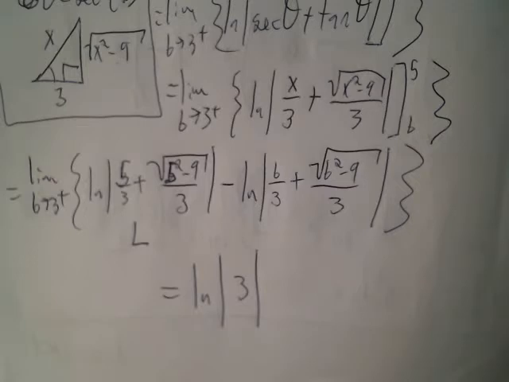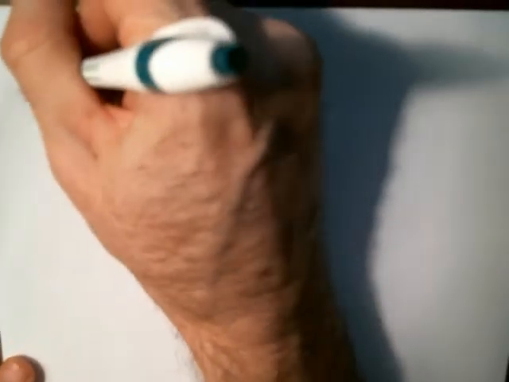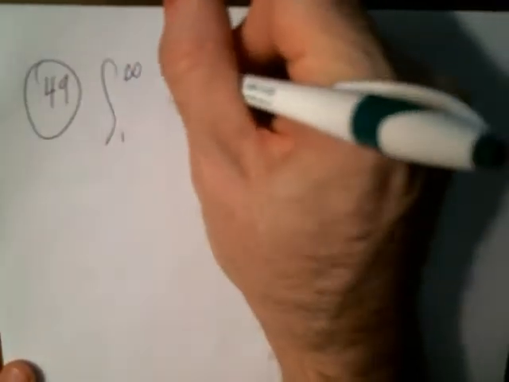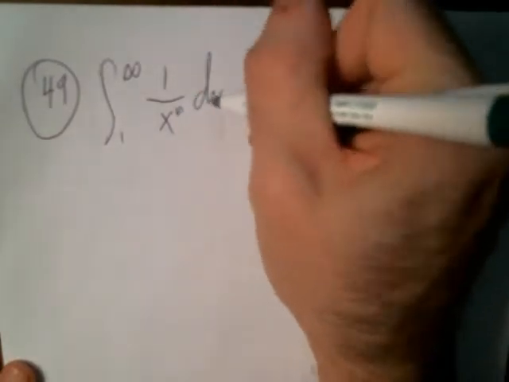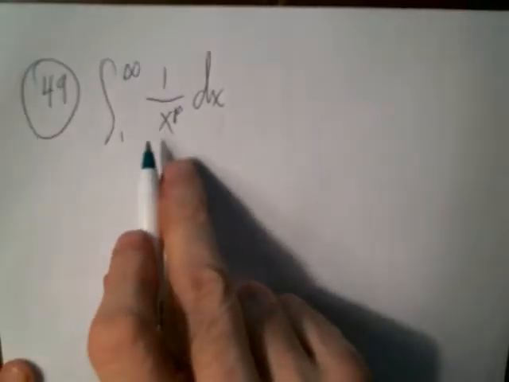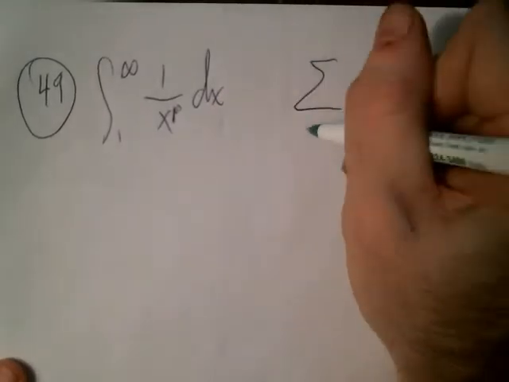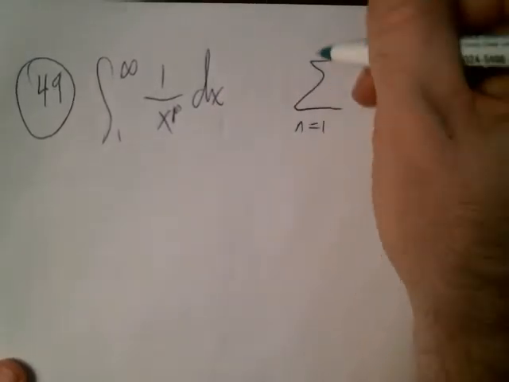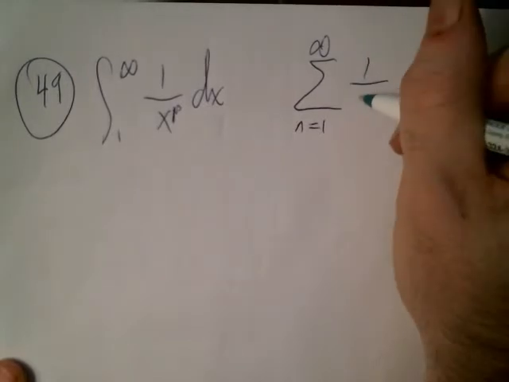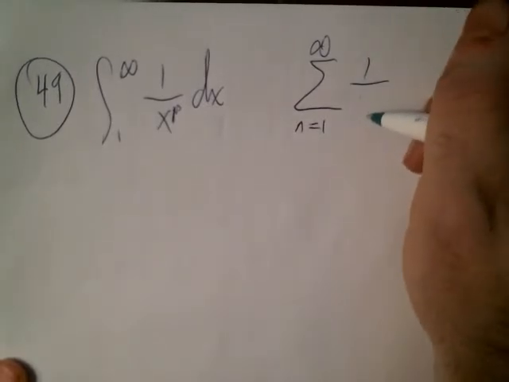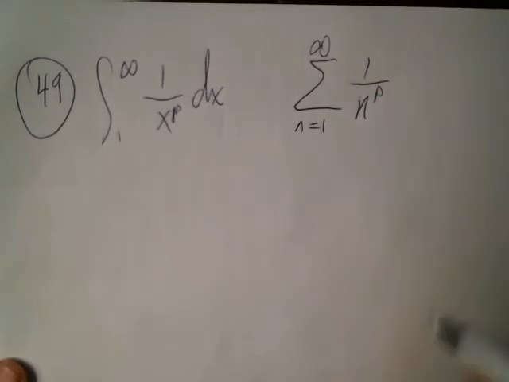Is there anything else I need to look at? Not really. So we want to lead into working with series, eventually in chapter 9, that's the next chapter coming up. So we have problems like 49 being thrown at you in the book, the integral of 1 over x to the p dx. And the reason why we care about these is the relationship to these guys: the sum from n equals 1 to infinity of 1 over n to the p.